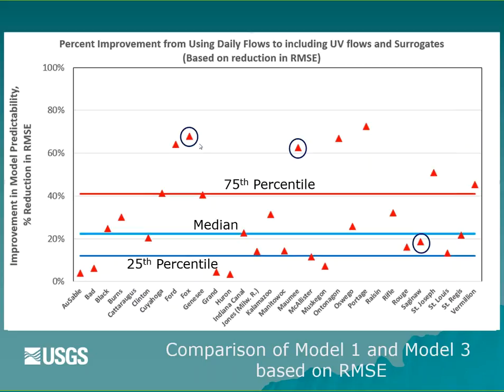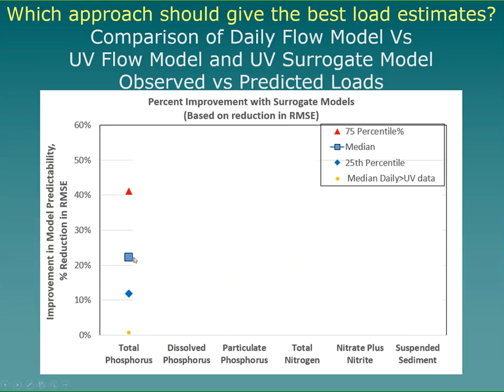Okay, so this is what we came up with for total phosphorus. We came up with a median improvement of about 22%, with the 75th percentile at about 40, and on about 25% of the sites we're getting minor improvement. I'm also looking at what kind of improvement we get just by going from mean daily to the UV data. And the UV data doesn't really help much. So just by using flow data that were collected every 15 minutes, it really doesn't improve our estimate very much at all.